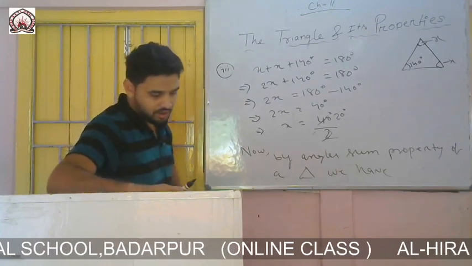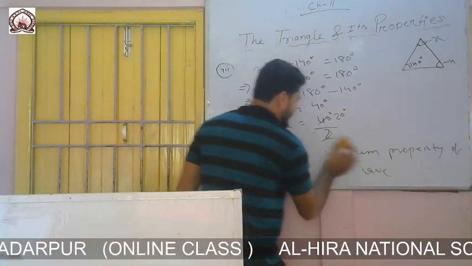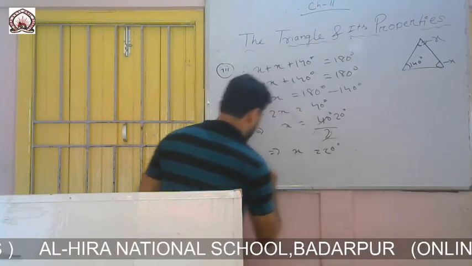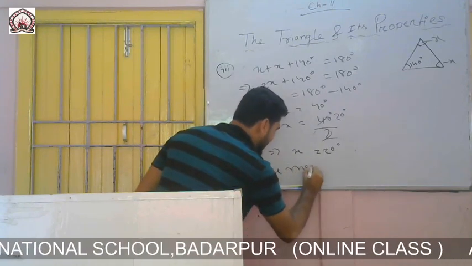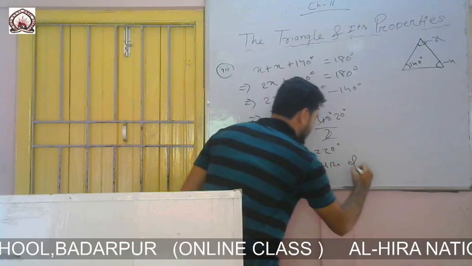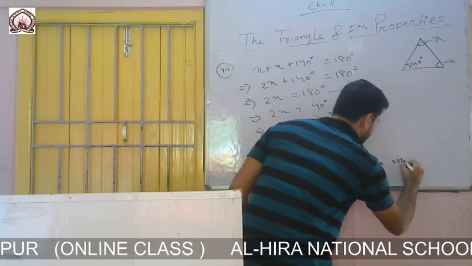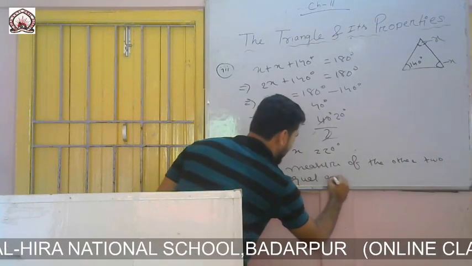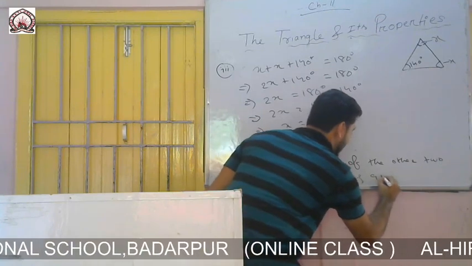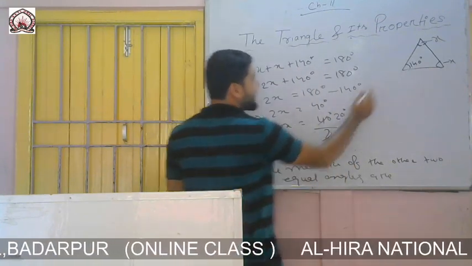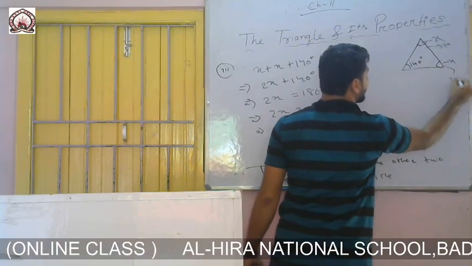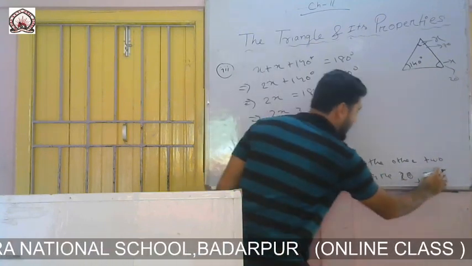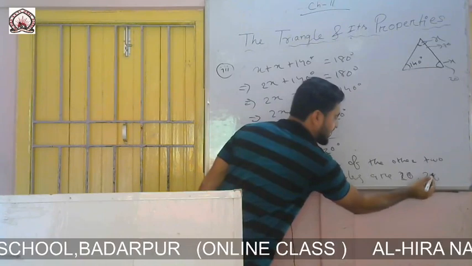So write at the last that the measure of the other two equal angles are, we have found x equals 20 degree. If it is 20 degree, then this is also 20 degree. So 20 degree, 20 degree.